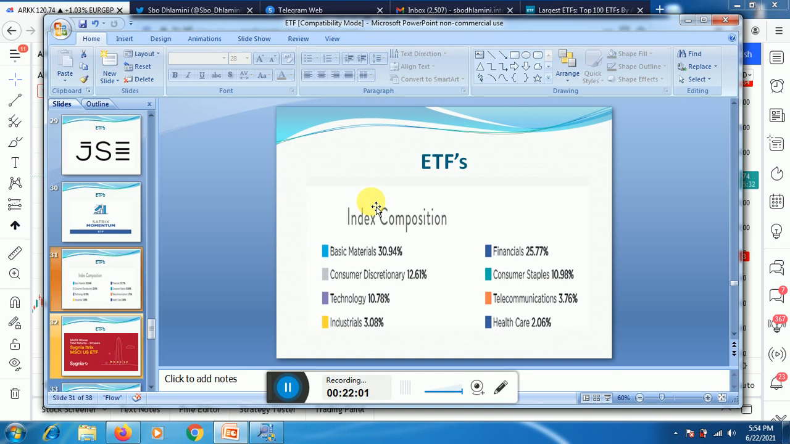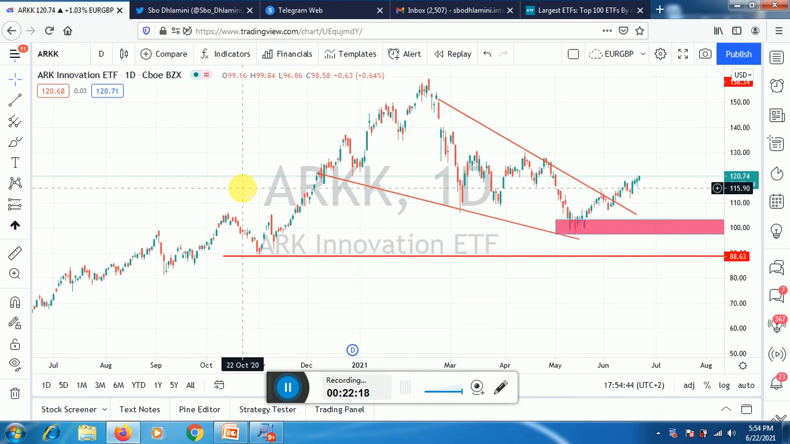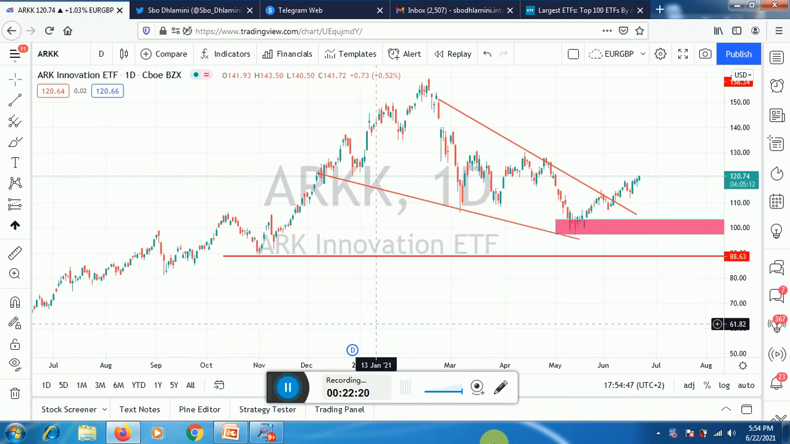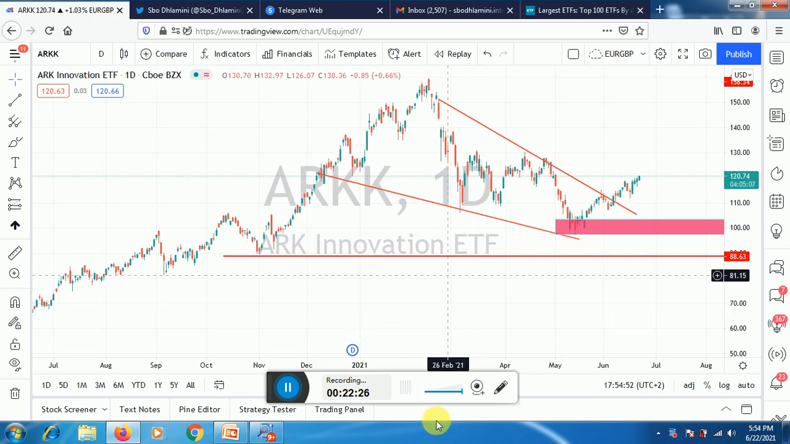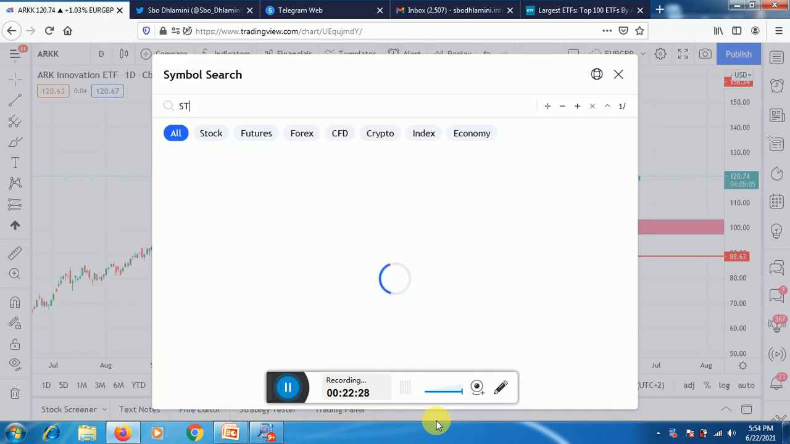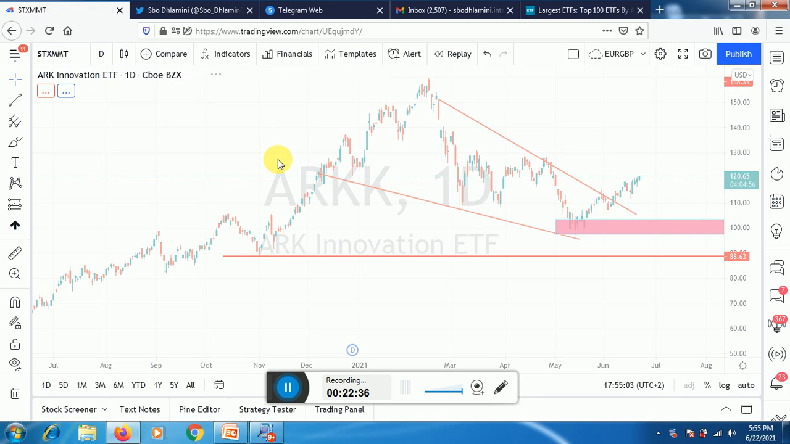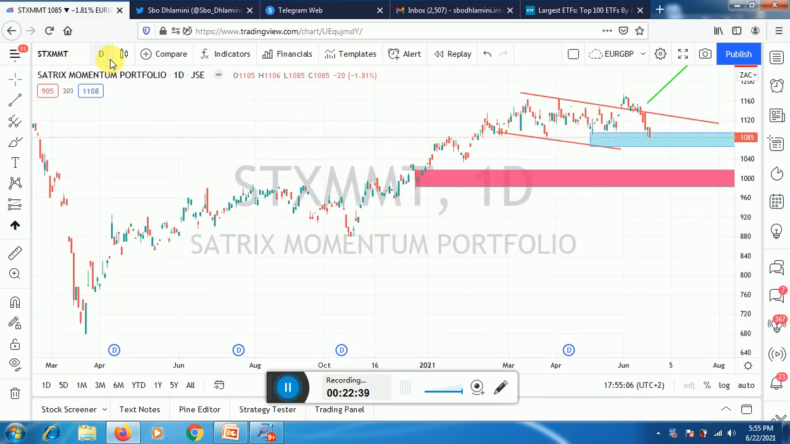It is spread around all the sectors in the markets. So it has basic materials, consumer discretionary, technology, financials, telecommunications, consumer staples, also healthcare as well. So it is just listed in a broader base of companies. Just by looking at each chart here, the Satrix STX MMT, that is the ticker code. It's the momentum portfolio, Satrix momentum portfolio.